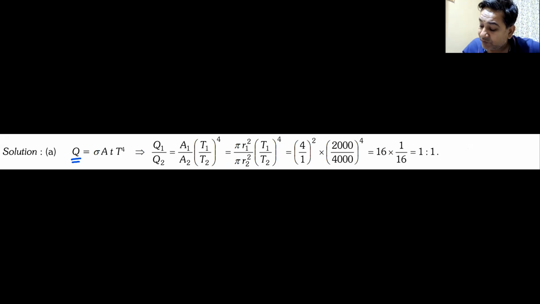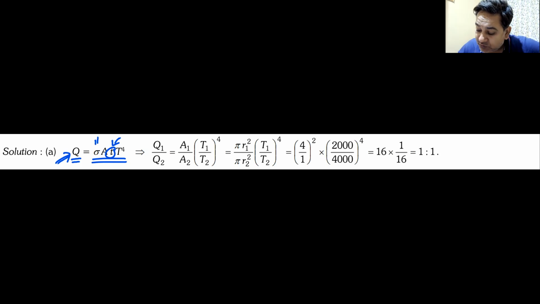But if I look at the formula, it also has a small t. This small t makes a hell of a lot of difference because it stands for time. The formula that we saw, the rate at which a body is losing heat, was dQ by dt. So if I have to find Q, the total amount of energy that it has emitted, I have to multiply it by small t. Do we understand the significance of small t? Yes, yes.